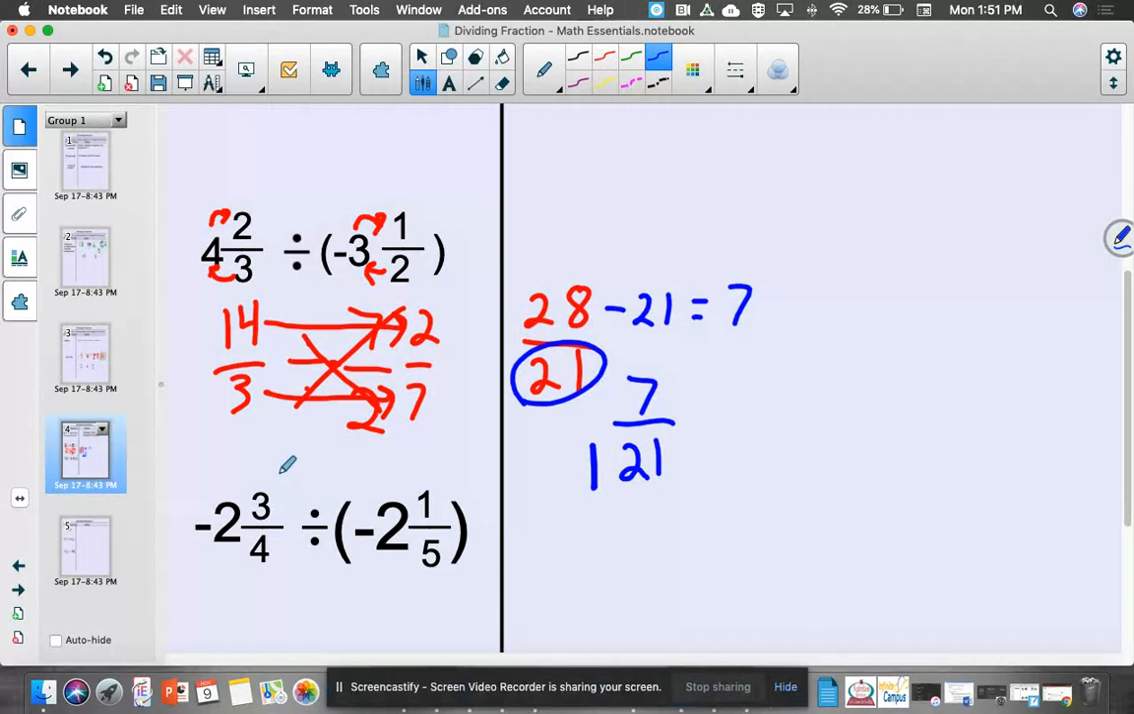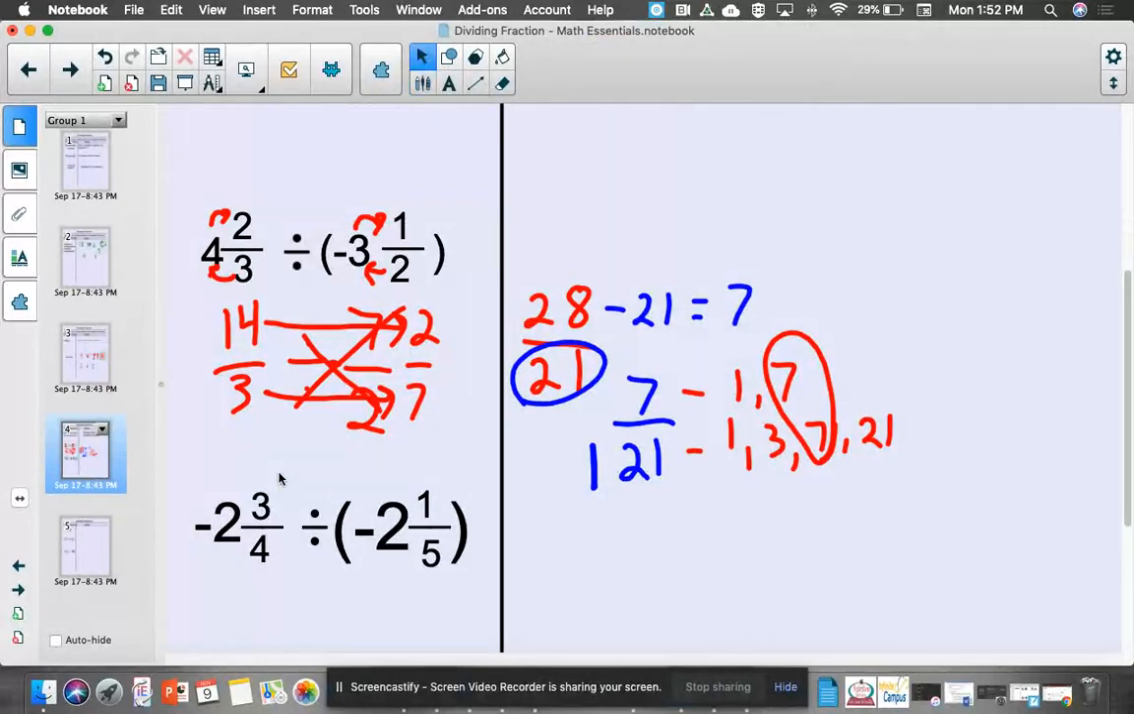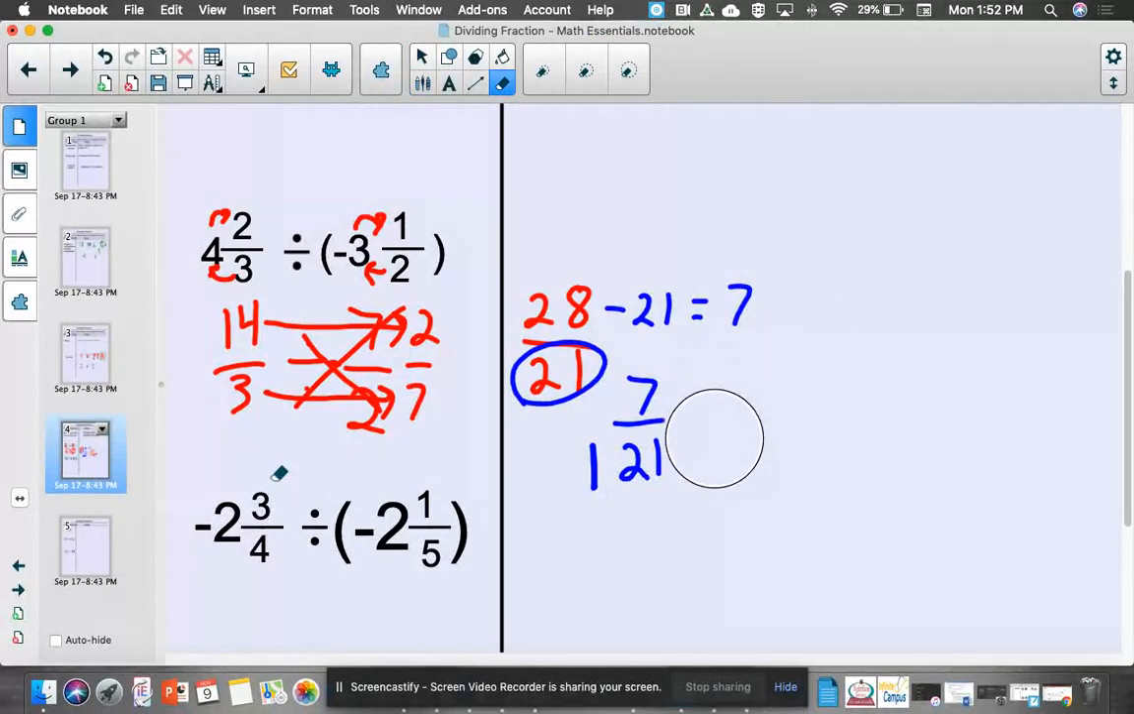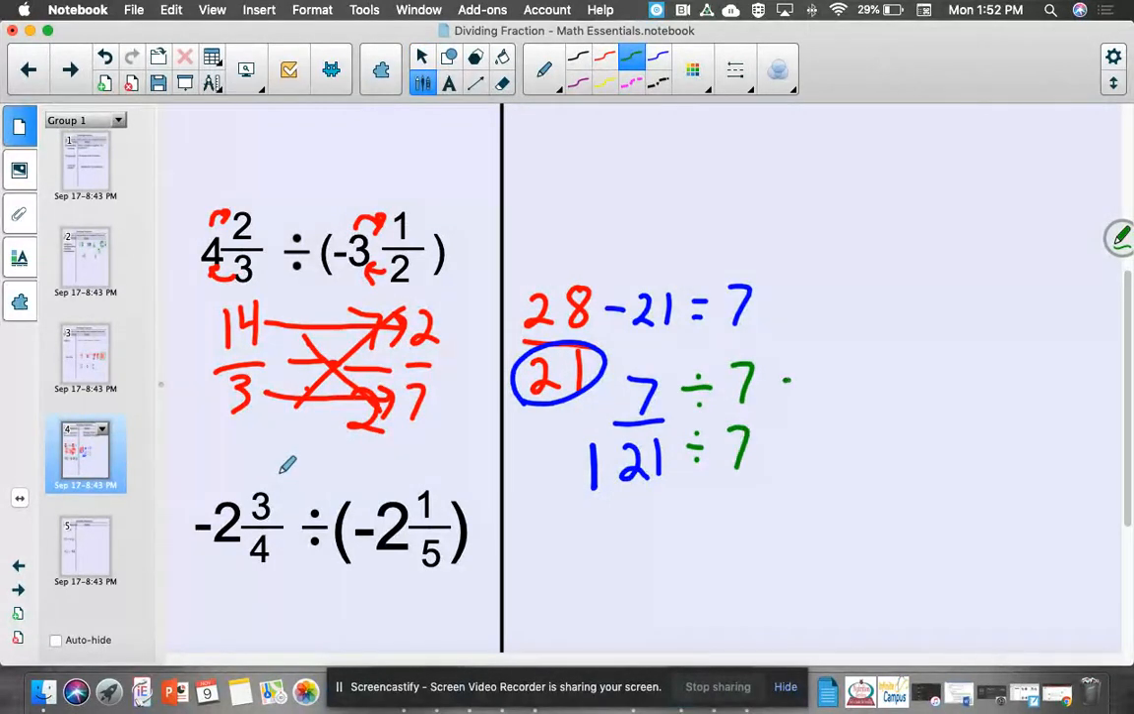But if we look at this, factors of 7 are just 1 and 7. Factors of 21 are 1, 3, 7, and 21. So we have a common factor. We can divide both numbers by 7. So divide by 7 by 7. 7 divided by 7 equals 1. 21 divided by 7 equals 3. So 1/3. So our answer is 1 and 1/3.